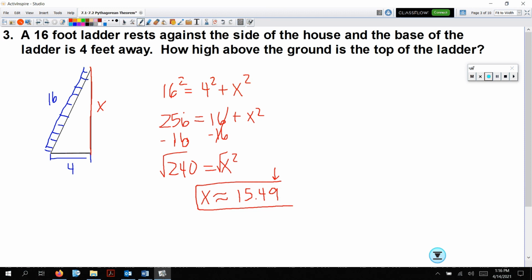So that's how tall the ladder is, and let's not forget our units, okay? So the height of the ladder is actually 15.5 feet above the ground. So up here, that's this vertical distance here, that's 15.49 feet.